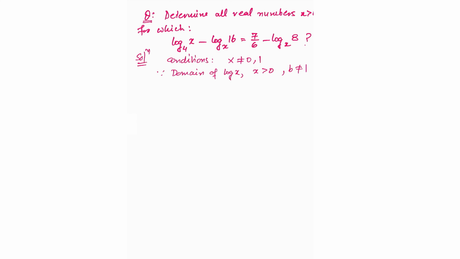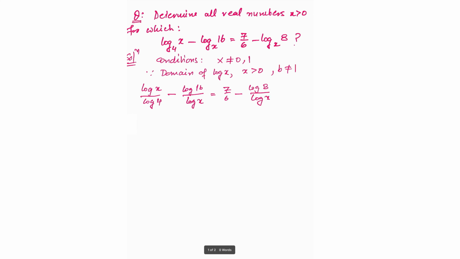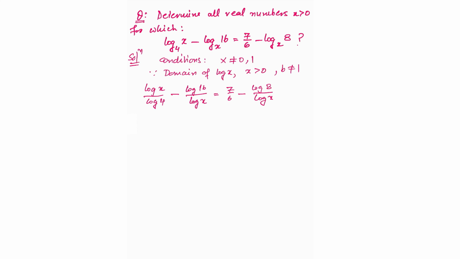So let's start this question. Let's rewrite it. I'm going to use the change of base formula to any base. So log x over log 4 is equal to, and I can still use the negative sign, we will transfer the terms later, minus log 16 over log x equals 7 over 6 minus log 8 over log x. So I change the base of all these logs to 10.